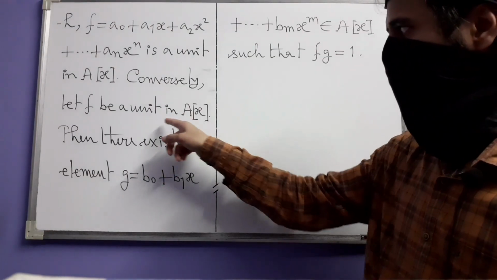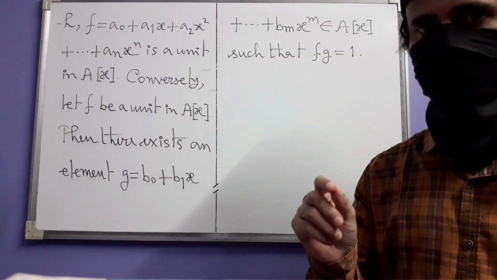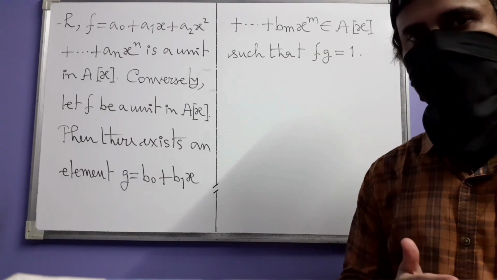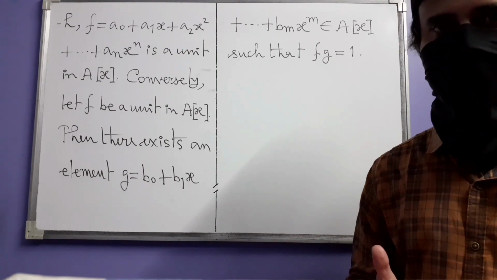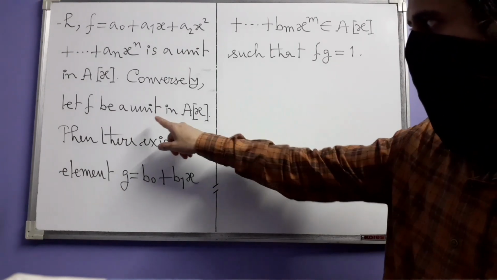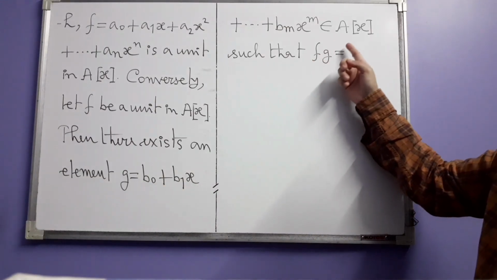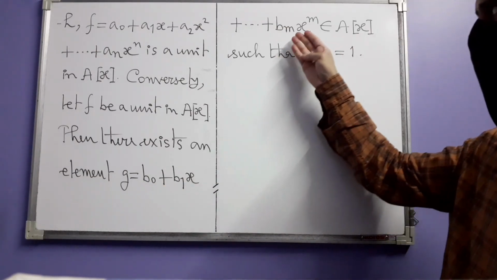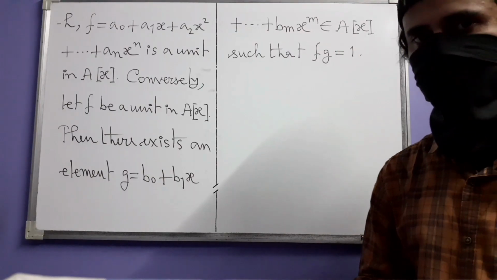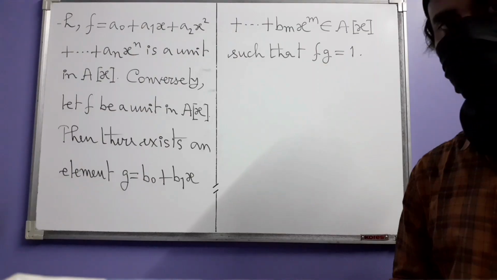Conversely, let f be a unit in A[x]. We have to prove that a0 is a unit in A and the other coefficients a1, a2, up to an, are nilpotent elements in A. Now because f is a unit in A[x], there exists a polynomial g in A[x], say b0 + b1x and so on up to bm x to the power m, such that fg is equal to 1.